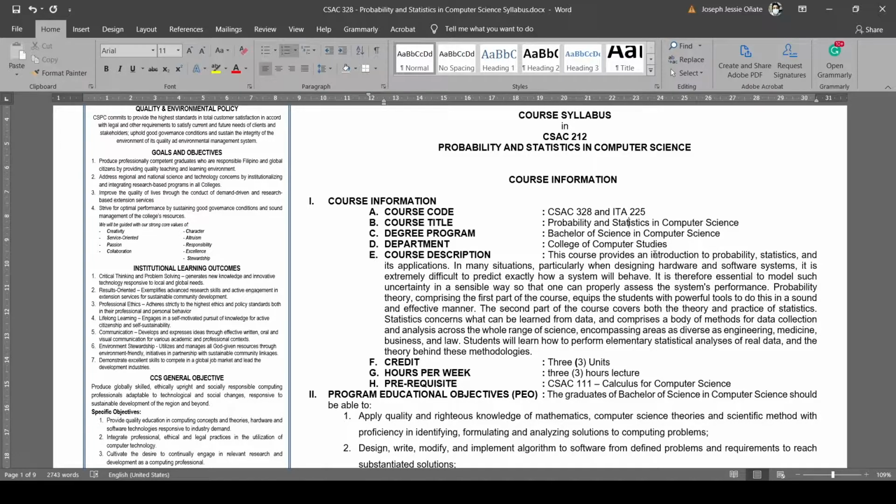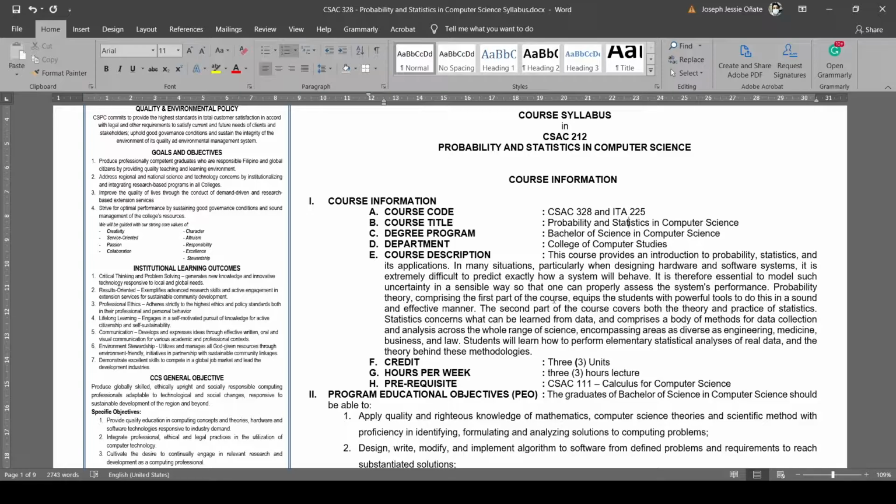It is extremely difficult to predict exactly how a system will behave. It is therefore essential to model such uncertainty in a sensible way so that one can properly assess the system's performance. In terms of probability, we'll discuss probability theory comprising the first part of the course. It will equip you with powerful tools to do this in a sound and effective manner.